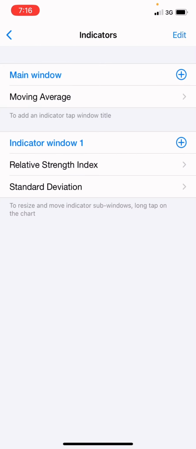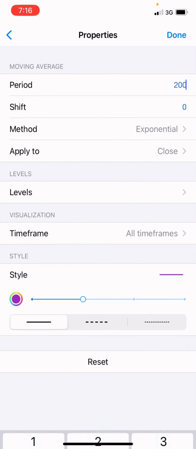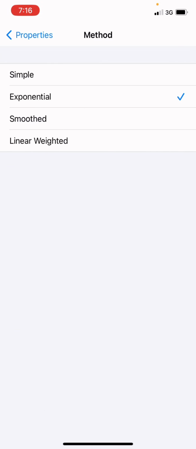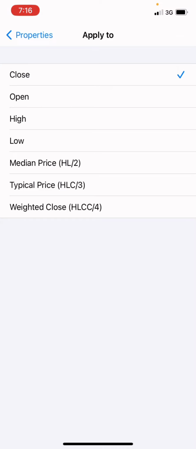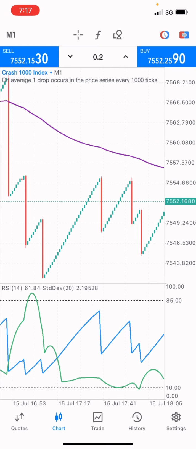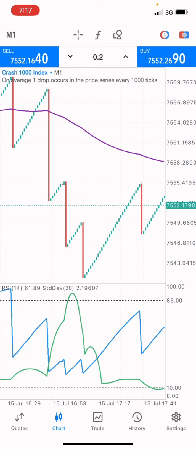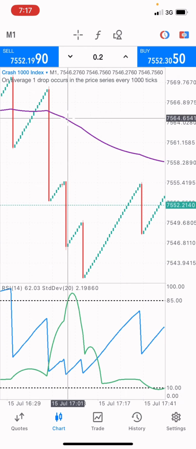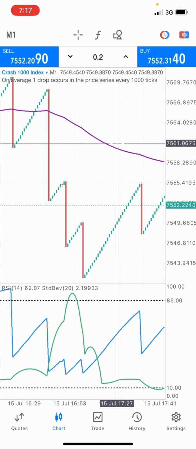So going to the indicators, on the moving average, the period is going to be 200, shift 0. The method is going to be exponential, and you apply to close right here. Then the color, you choose any color of your choice, but the pixel, I'm going to put it on 2 pixel. Then you choose this straight pattern line right here. After that, you click on done. Okay, so you're going to see the moving average, which is this purple line right here on the main window.